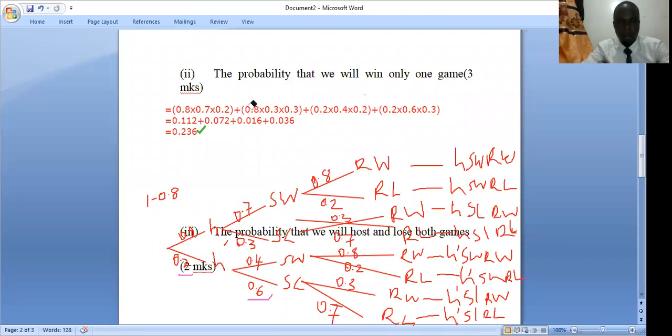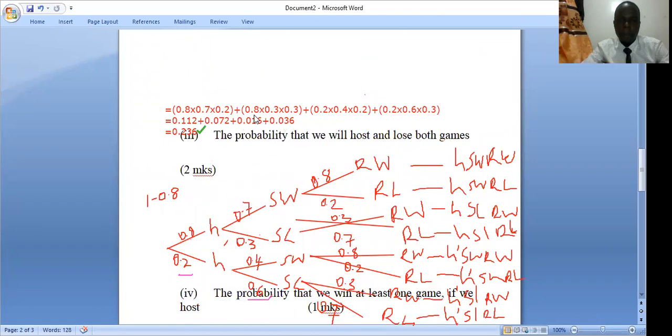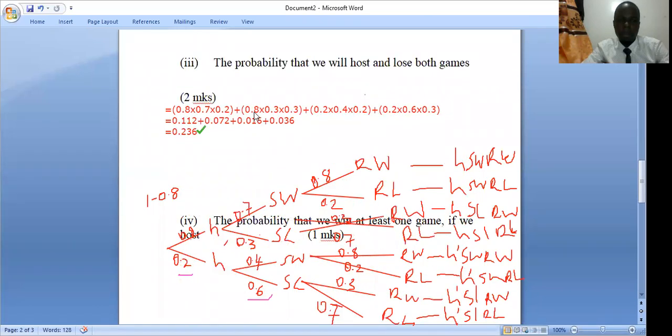Let's go to the next question. The probability that we will host and lose both games. That one is very simple. It's supposed to be even 1 mark. I don't know why they're putting it 3 marks.